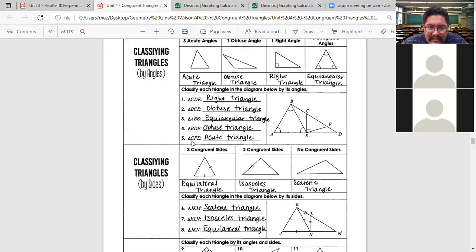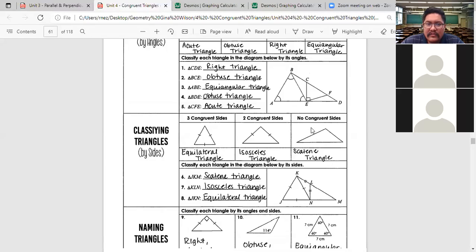And last one, CFE, so triangle CFE. And that's this little one right here. And it's got to be acute because we know that that one's less than 90 degrees. This one looks like it's less than 90 degrees, and that one looks like it's less than 90 degrees. So all three of the angles would be less than 90 degrees. So there we go. We got that one classified.